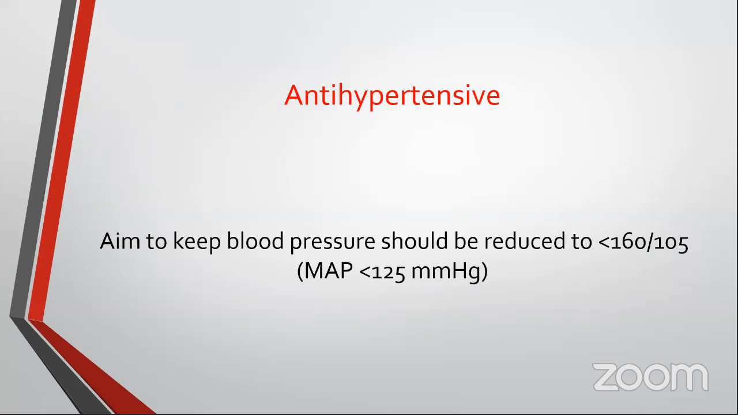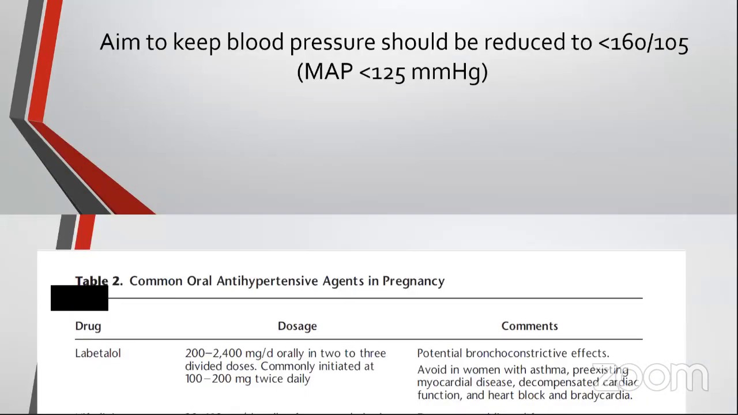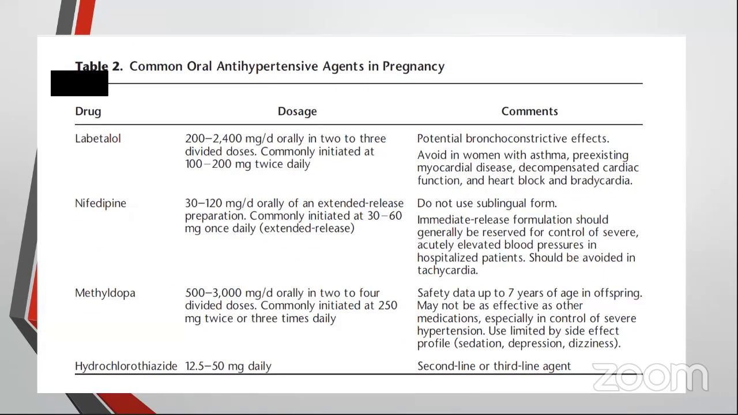In the management, we will now go to antihypertensive medications. Our aim is to keep the blood pressure less than 160 over 105 and to keep the mean arterial pressure at less than 125 millimeters of mercury. This slide shows the antihypertensive medications that we can use during pregnancy. Labetalol is our first choice of treatment.